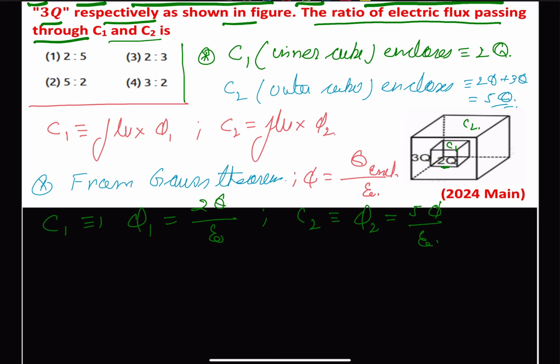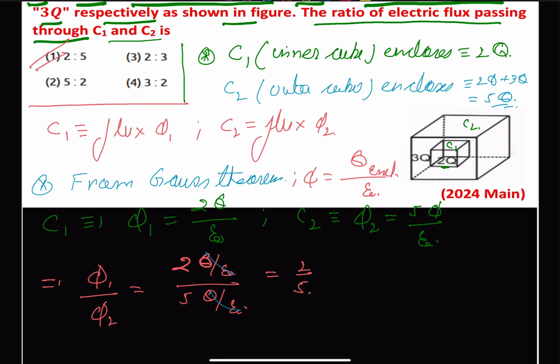So we get phi1 upon phi2 will be equal to 2q upon epsilon naught divided by 5q upon epsilon naught. Q and epsilon naught cancel out. So this comes as 2 upon 5. So option 1 is correct. Next question.